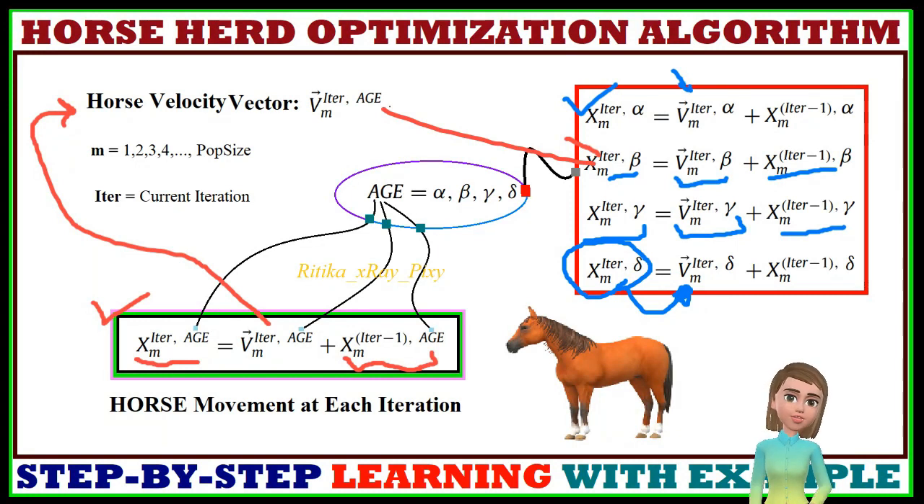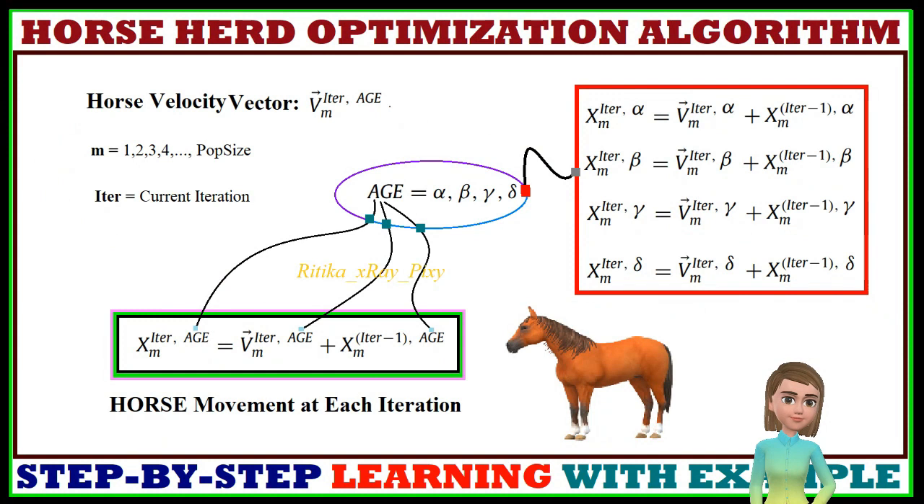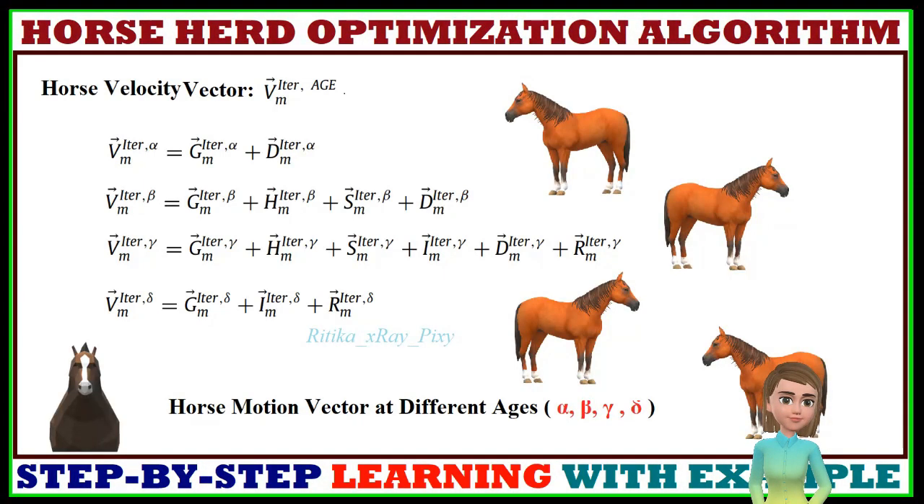So what we are doing here is updating the horse's position in the search space. We are adding the velocity to the horse's previous position. Now one by one we will try to understand the velocity vector for the horses according to their ages, and how we can update their position in the search space. Now you can see the velocity vector for alpha, beta, gamma, and delta.